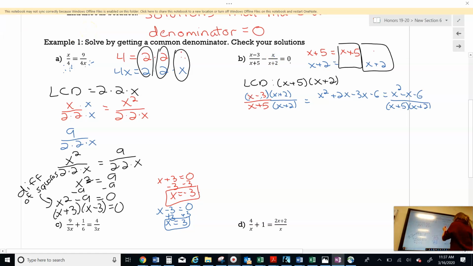Same thing with our other denominator. I had x over x plus 2. Well, if we look here, we're missing the x plus 5. So again, multiplying, I have x squared plus 5x. I'm just distributing that x.